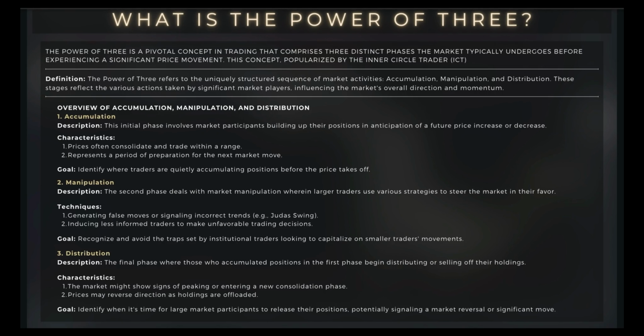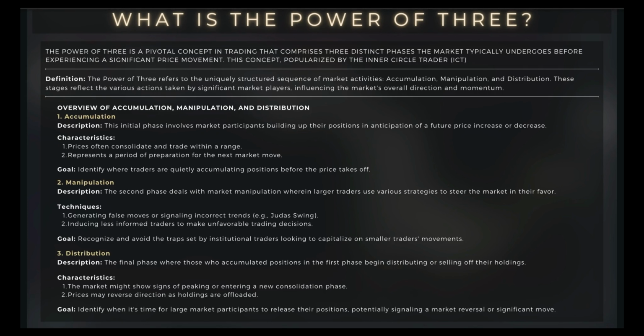The description, the final phase where those who accumulated positions in the first phase begin distributing or selling off their holdings. Characteristics: number 1, the market might show signs of a peak or entering a new consolidation phase. Number 2, price may reverse direction as holdings are offloaded or as price ends up being bought or sold.